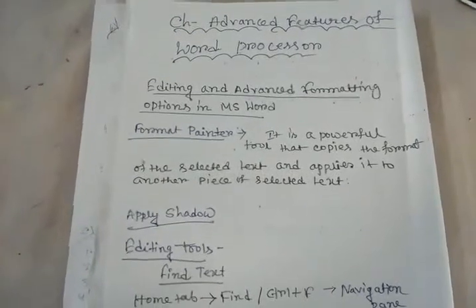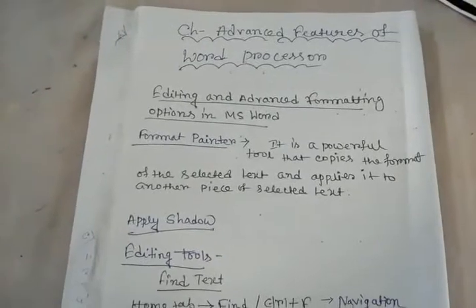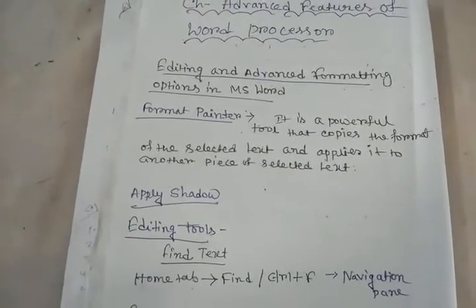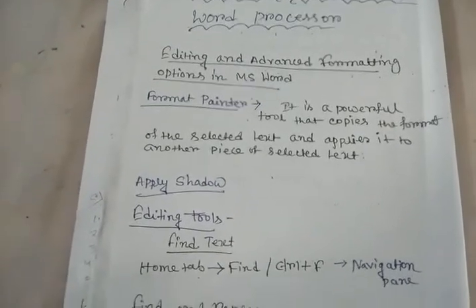Today we will discuss again chapter 3. The name of the chapter is Advanced Features of Word Processor. Today we will discuss editing and advanced formatting options in MS Word.